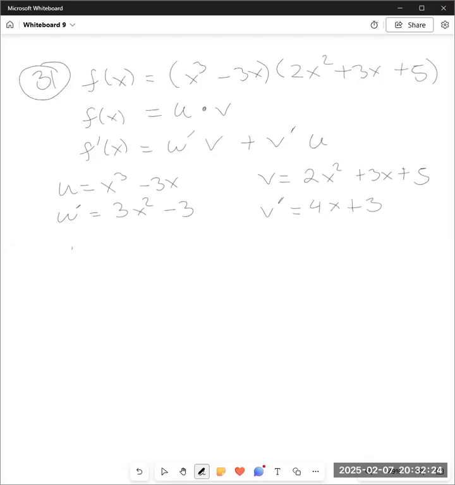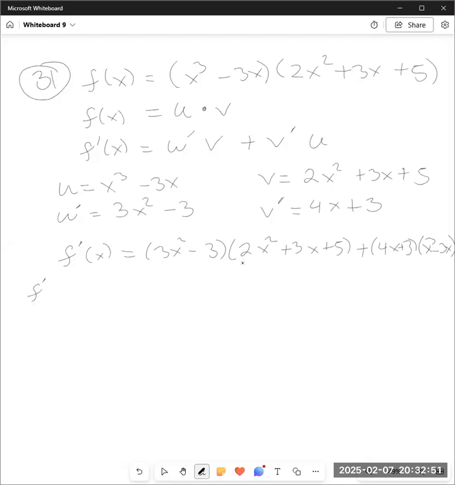I'm going to make my substitutions now into f prime of x. u prime is 3x squared minus 3, times 2x squared plus 3x plus 5, plus 4x plus 3 times x cubed minus 3x.